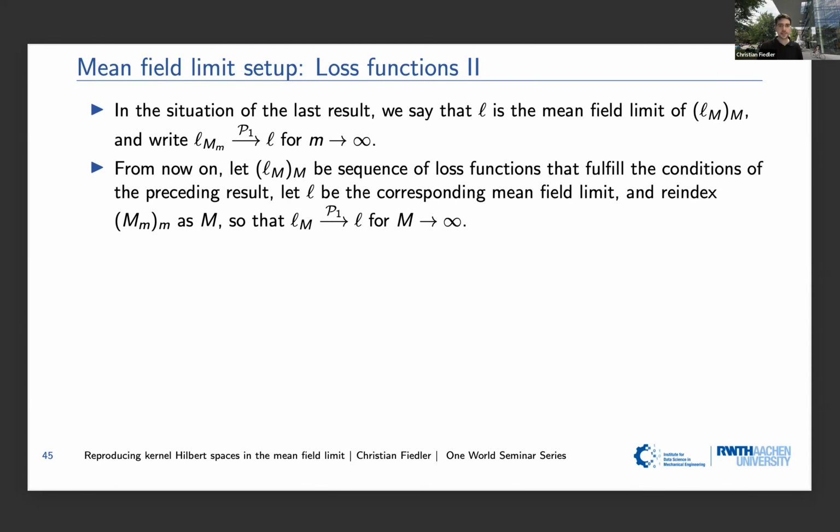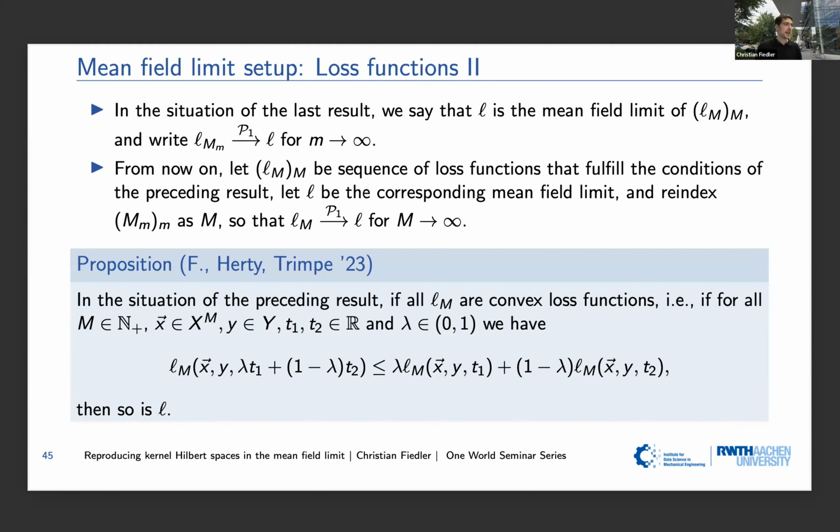For simplicity, let's fix such a subsequence of loss functions and re-index the subsequence once again. It conveniently turns out that properties of the loss functions get inherited by the mean field loss functions. For example, convexity, which means that the loss functions are pointwise convex in the third argument. If this is the case for all the loss functions L_m, then this is also the case for the mean field limit cost function L.